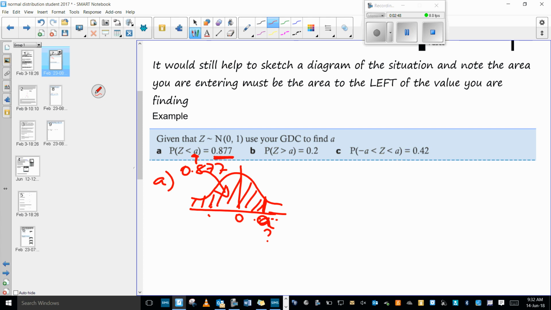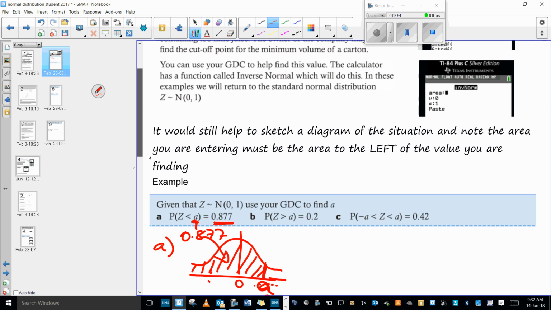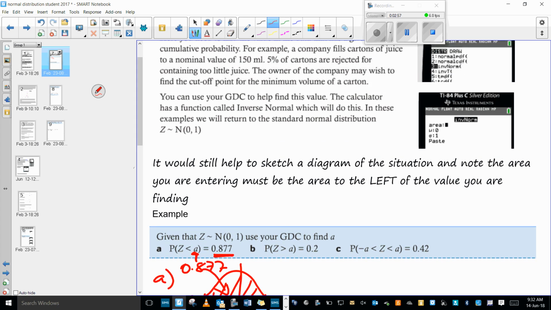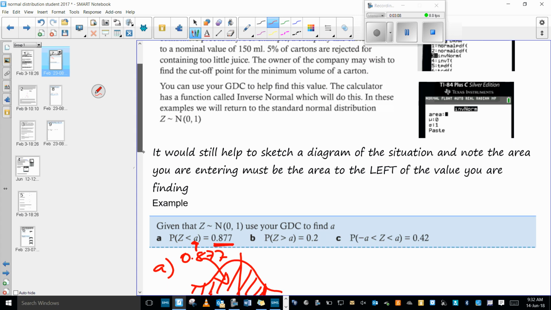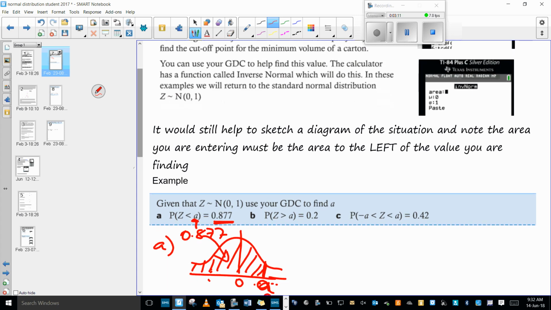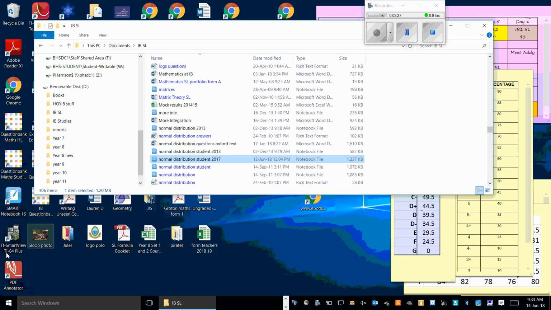So where before we went into distribution and looked at normal CDF, underneath it has inverse normal. So that's what we're going to do. And what it asks for when we're putting stuff in is the area. The area that we're going to type in is 0.877. And these are Z-scores, so it's going to be 0 and 1. Do I need to show that on the calc? No, you're good? Perhaps I'll do it just for the crack.